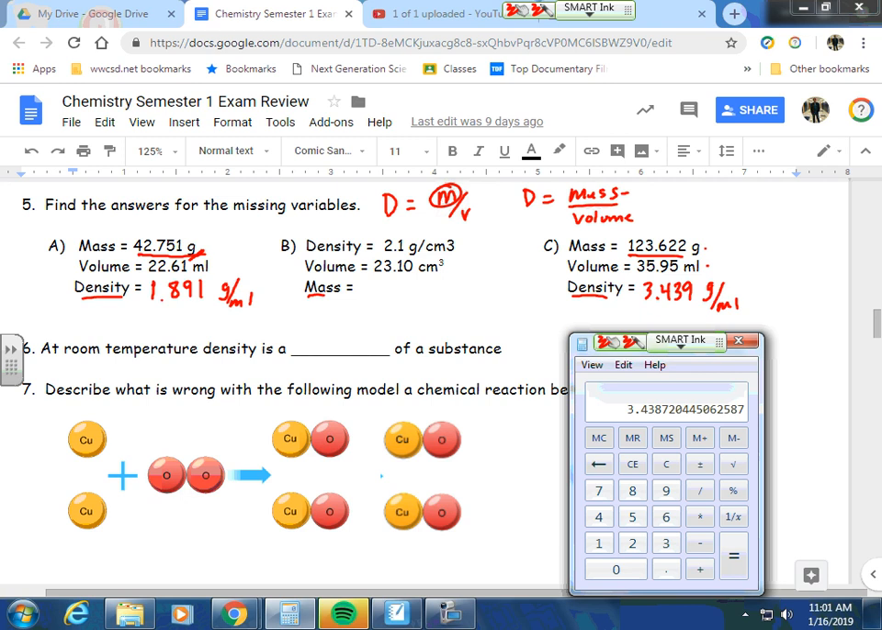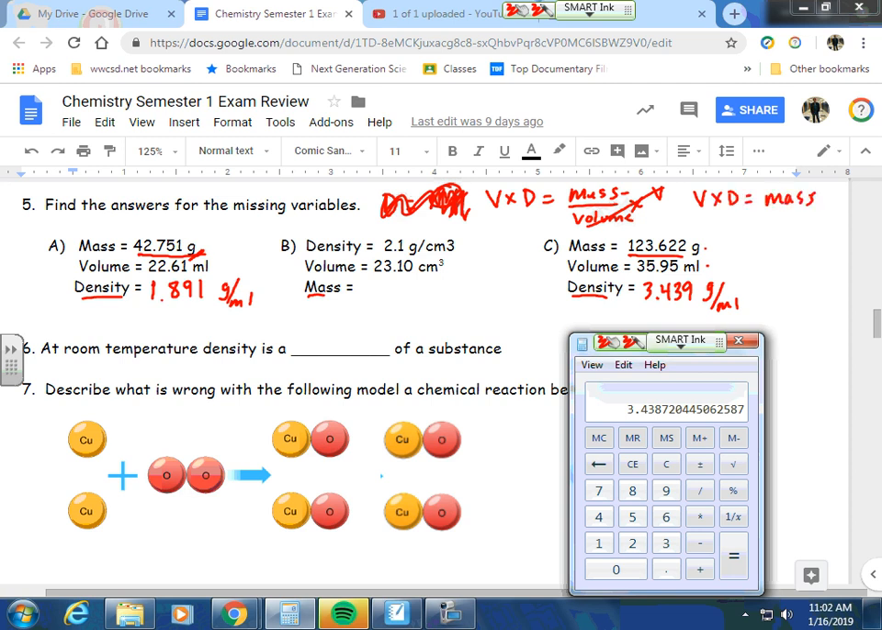So if I want to get it by itself, all I have to do is do the opposite. If it's being divided by volume, I'm going to multiply it by volume, okay? Because when I multiply it by volume, that will cancel volume out and get rid of it. But the rule is, if I'm going to do that to one side of the equation, in order to keep it the same equation, I have to multiply both sides by volume. So really, the formula for solving for mass becomes volume times density equals mass.